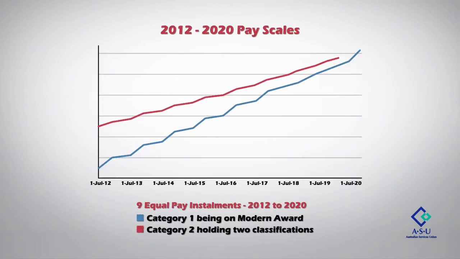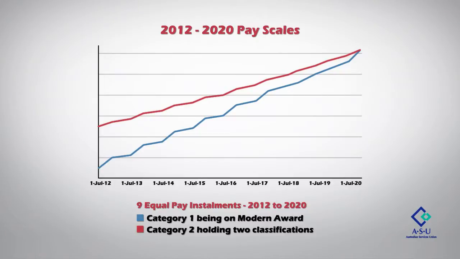If your rate is higher under the relevant state award, then you need to hold both old and modern award classifications to determine your ongoing equal pay increases, because your wage increases will be applied to the state-based wage until the SCHCADS Award rate equals it in 2020. This graph shows an example of the ERO phase-in from 2012 to 2020. The blue line shows Category 1, the pay increases for people on the modern award. The red line shows Category 2, the scale of pay increases for people who hold 2 classifications.